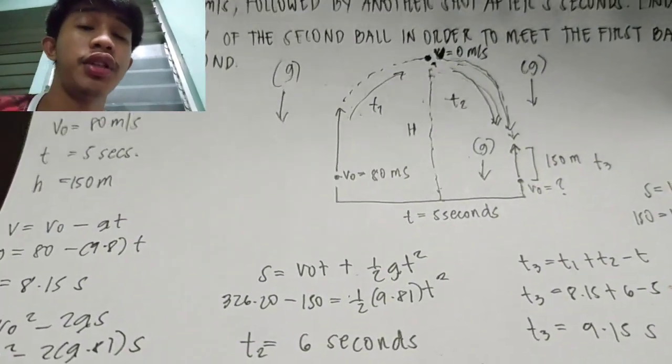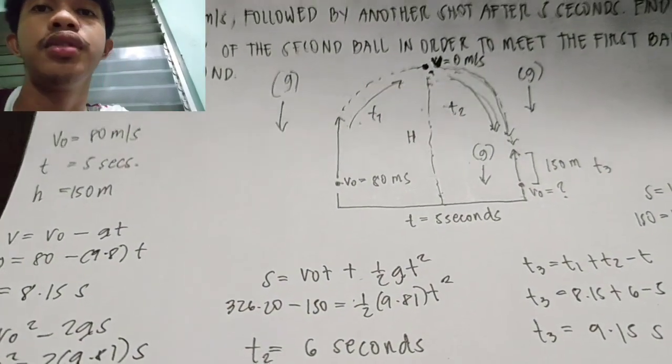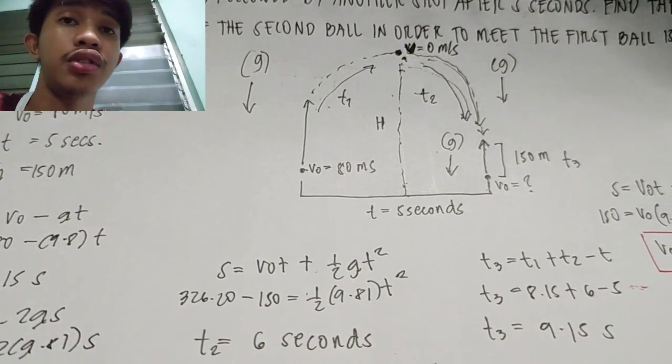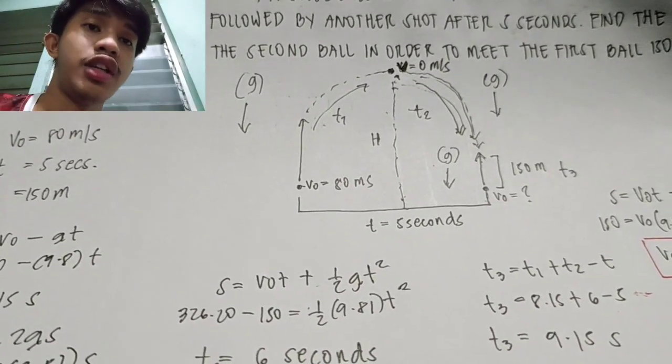The technique for solving this problem is to divide it by section and find the appropriate values to substitute into the equations. So that's it. Thank you.